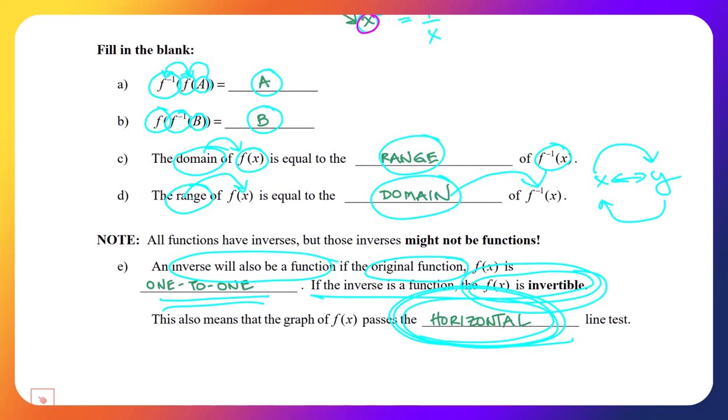Okay? A horizontal line, if it hits the graph twice, means that there's a y value that goes to two x values. For example, here's a horizontal line. These two x values came from the same y value.